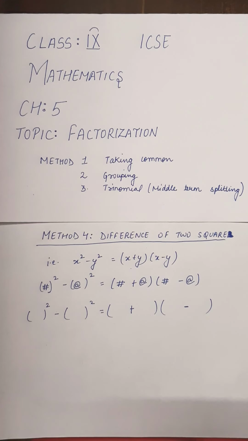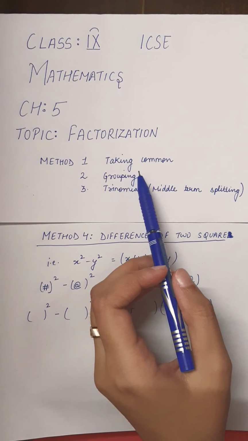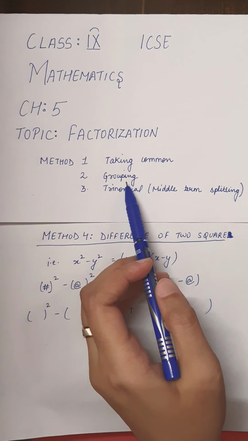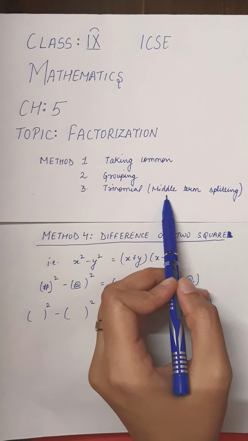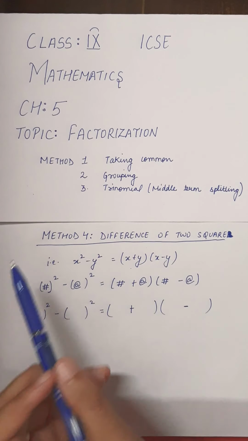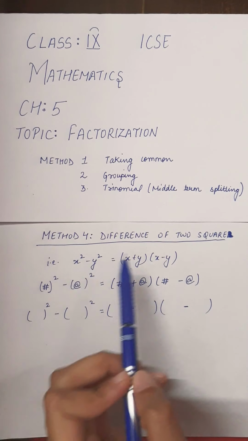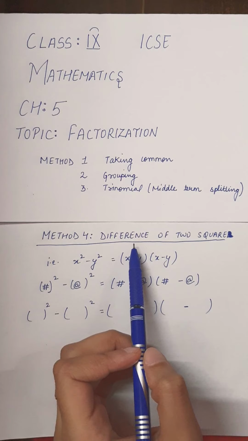We had started chapter 5 factorization, and in the previous videos we have covered three topics, that is taking common, grouping, and trinomial, that is middle term splitting. Now in this video we are going to do method number 4, that is difference of two squares.